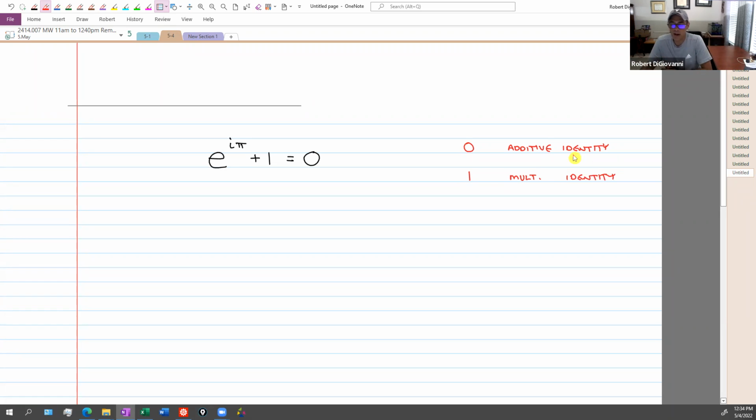And I guess I should point out why we call it the additive identity. If I take any number and add 0, it doesn't change the number, right? 4 plus 0 is still 4. x plus 0 is still x. Every field must have that.